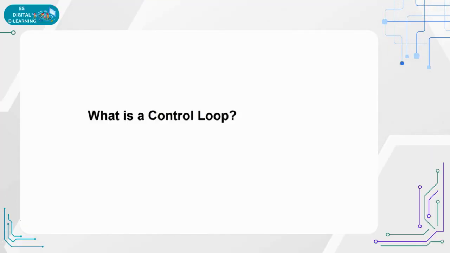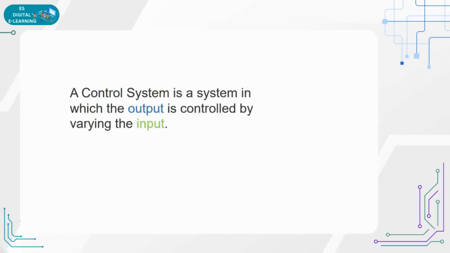What is the purpose? Generally, a control system is a system whose output is controlled by varying the input. Let's assume that you have a TV and remote. This is also an embedded system, right? Whenever you change the channel, that directly affects the TV and it changes the channel. If you press one, it will change to channel one. So like this, it is changing, right?